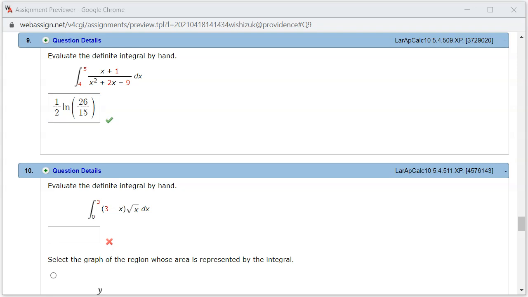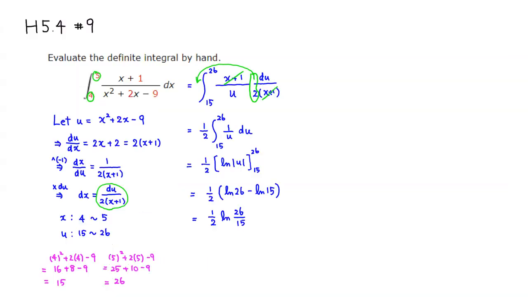I came back, and it looks like we got this one correct. That's it. I hope that this was clear.